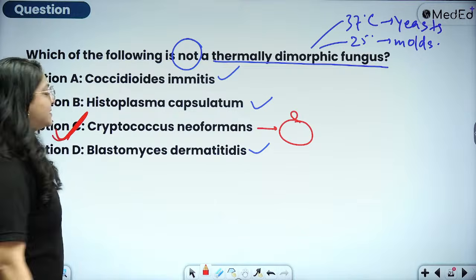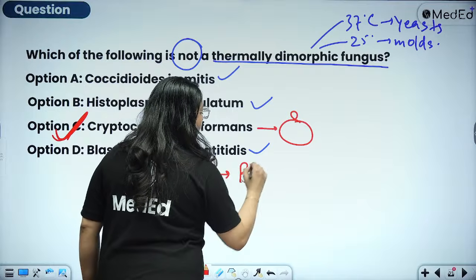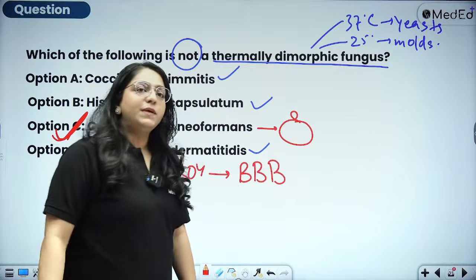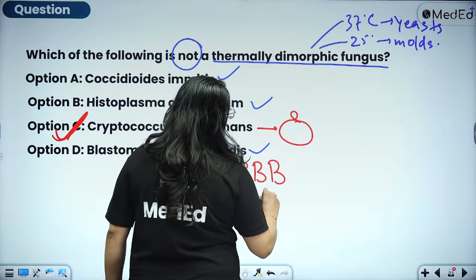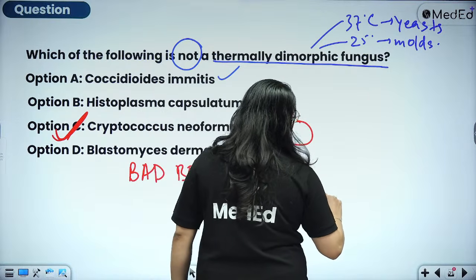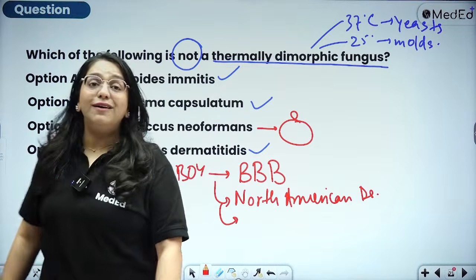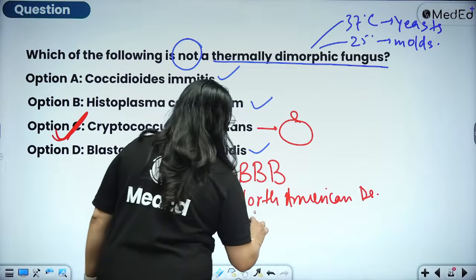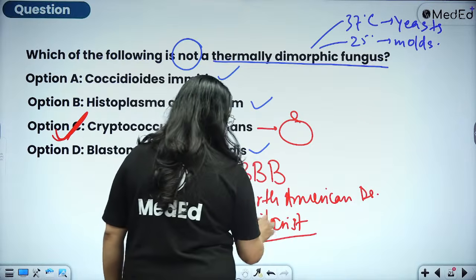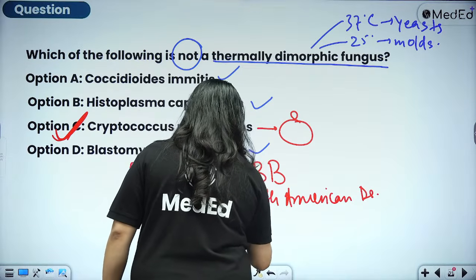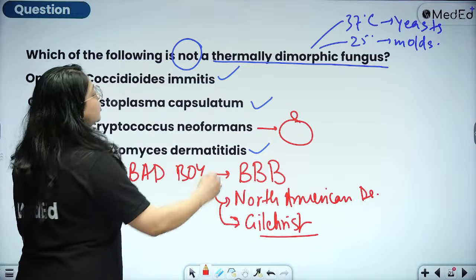What about Blastomyces? It is the bad boy because it is broad based budding. BBB, Blastomyces dermatitidis. Also, the bad boy will belong to where? North America. So, North American disease, Ohio disease, North American disease, and then Chicago disease. And what is the name of the bad boy? Gilchrist. So, it is also Gilchrist disease, right?